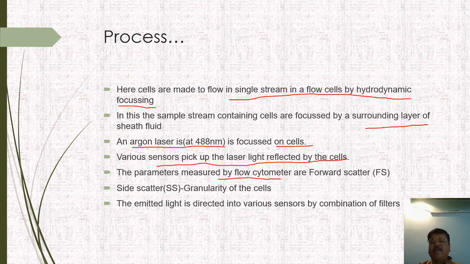There are two types of scatters. One is forward scatter, FS, and side scatter. Side scatter will detect the granularity of the cells. The emitted light is directed into the various sensors by a combination of filters.